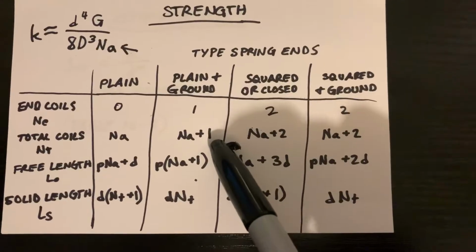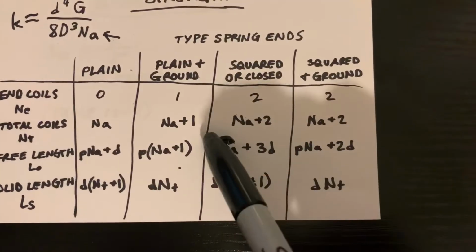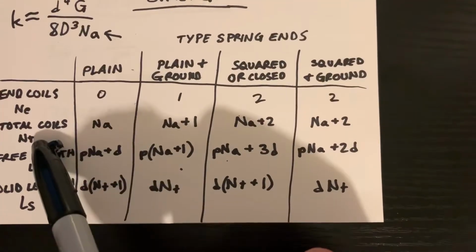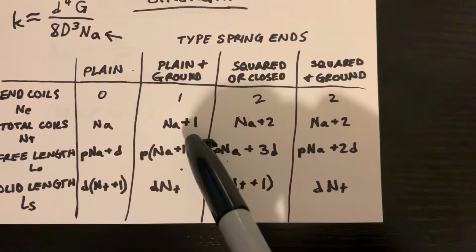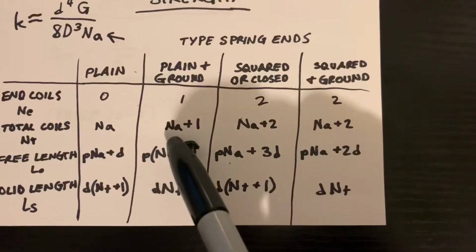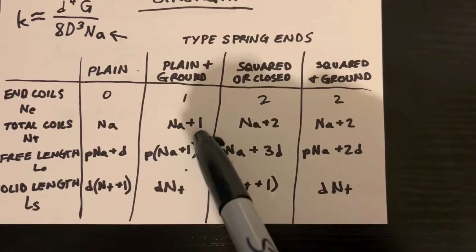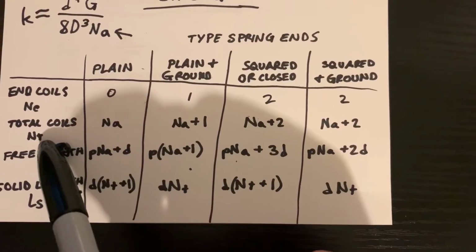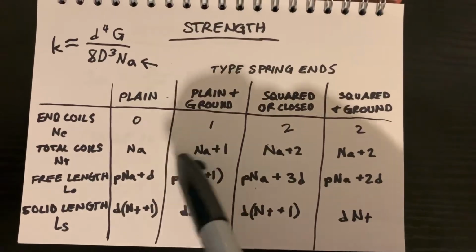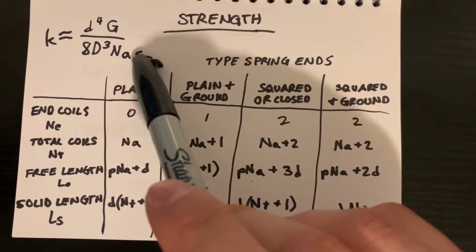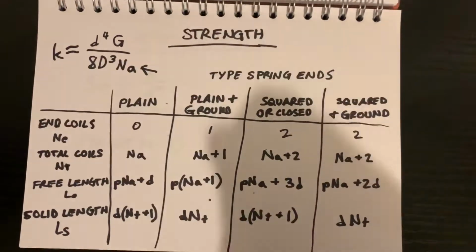A common one is plain and ground or squared and ground. Say you have a total coils of 15, that's given in the problem. N_A would be total coils minus 1, because the total coils N_T is N_A plus 1.